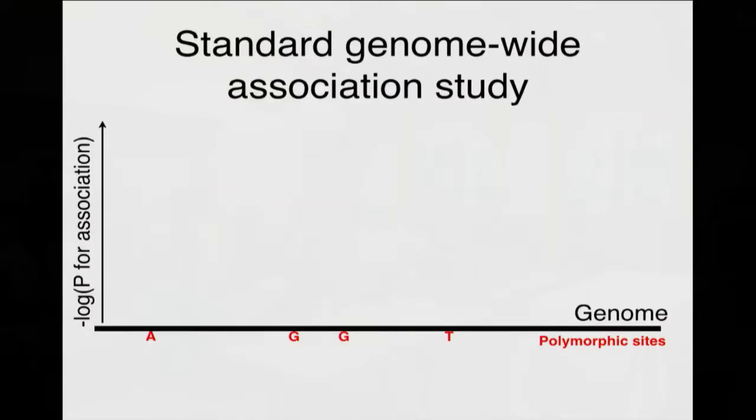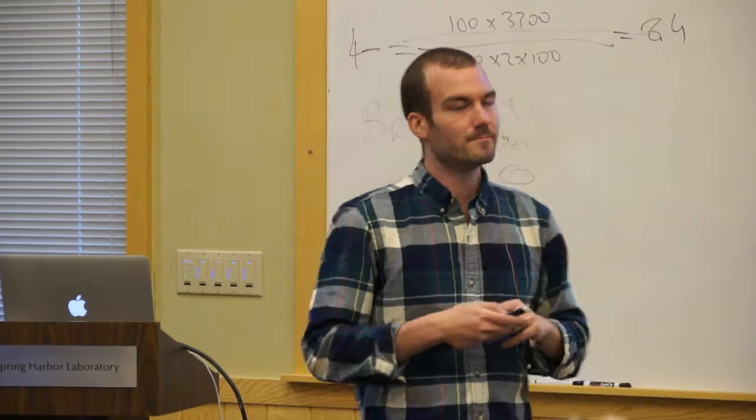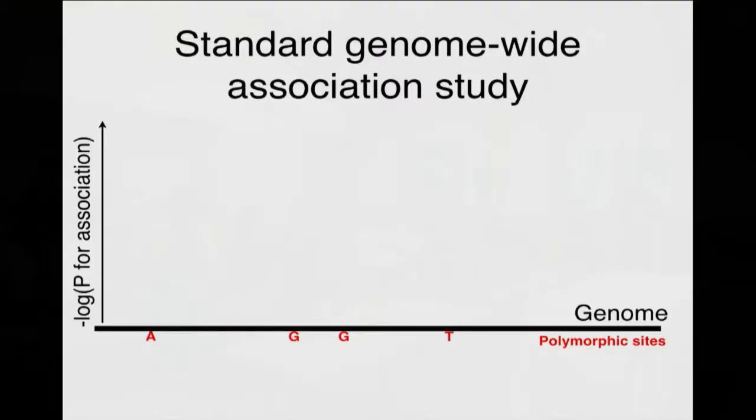Imagine this is the human genome here on the x-axis. And we have polymorphic sites, so positions that are variable between two people. Imagine here you can have either an A or some other base. Here you can have a G or some other base, call it a T, and so on and so forth. In a standard genome-wide association study, you would take this genetic variant and say, are the alleles of this variant associated with disease, yes or no?